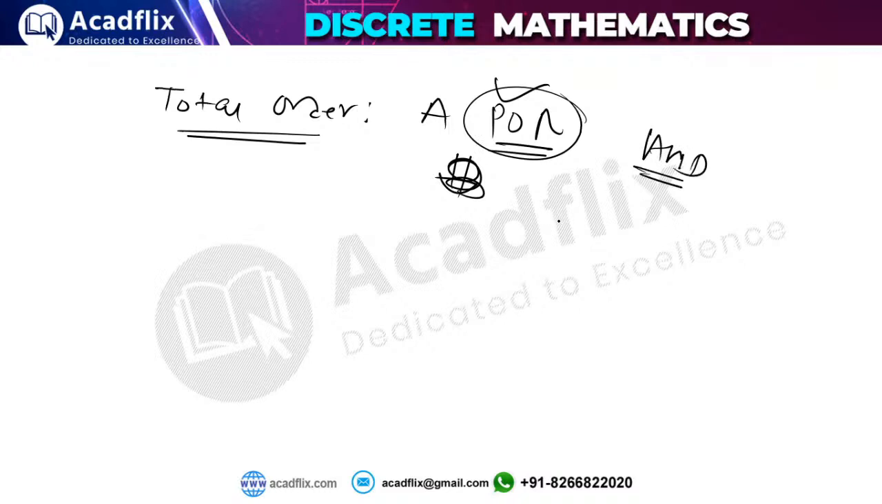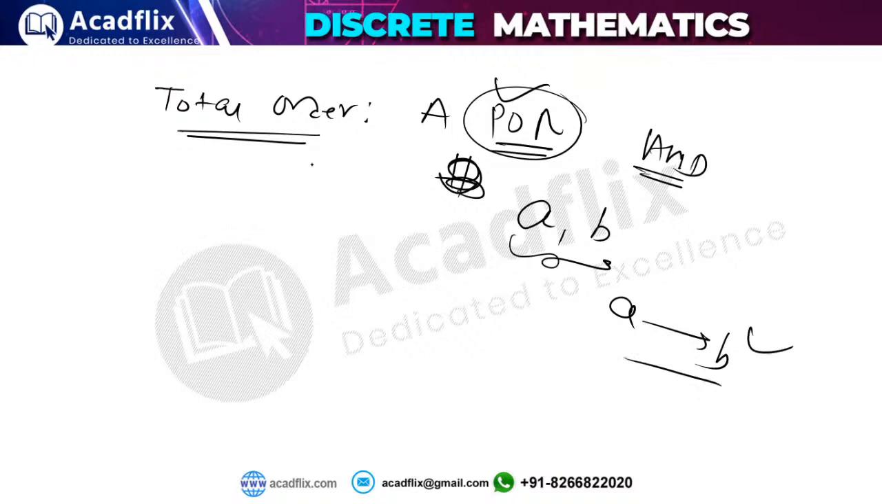And every element should be related to every other element. Basically, if you take any two elements a, b, whatever you want to take, then they must be related, meaning a should be related to b. This is what we want to say. Total order means first of all it must be a partial order, so first you need to check reflexive, anti-symmetric, transitive.